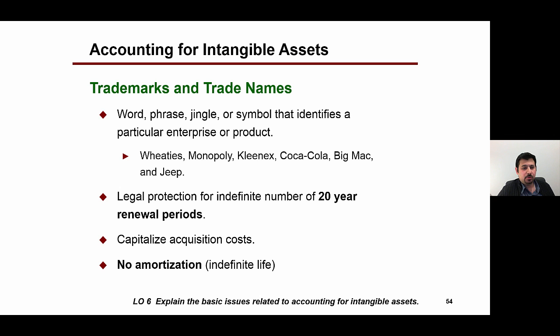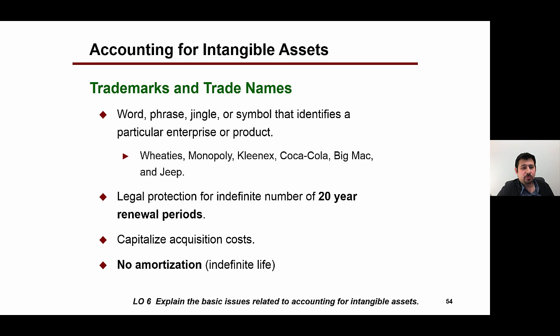Trademarks and trade names, again, those are, for example, the Monopoly Man. You have the Coca-Cola bottle, the shape of the Coca-Cola bottle. Those are also trademarks and trade names. The M of McDonald's. Those are specific symbols, words, expressions, etc. that identify a certain company or certain product.